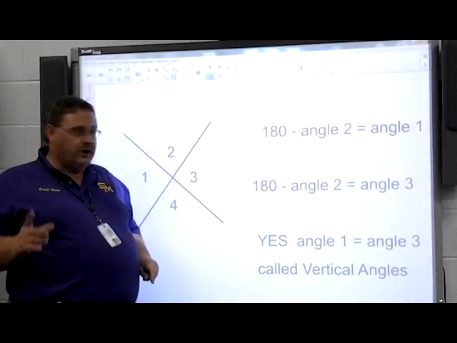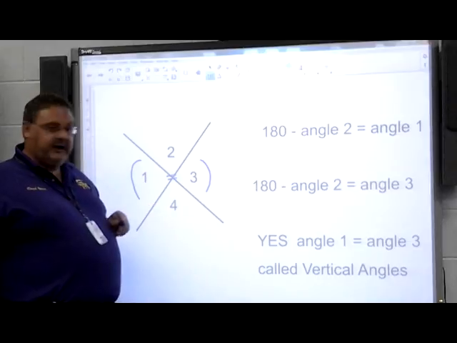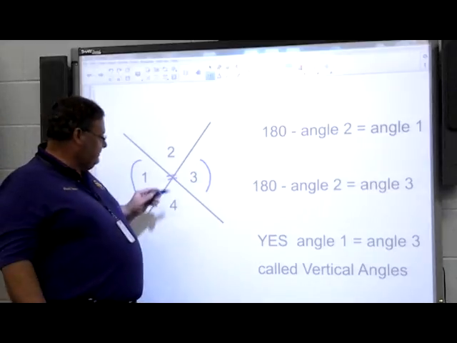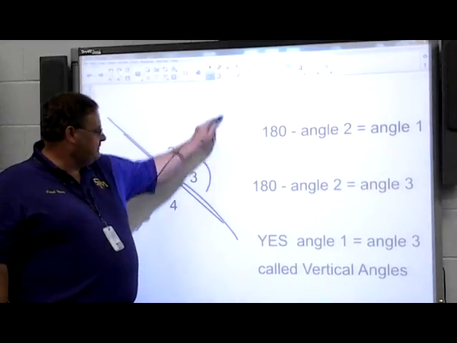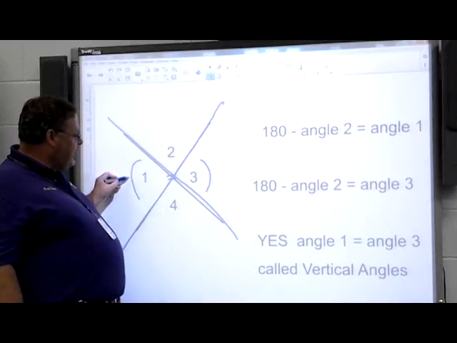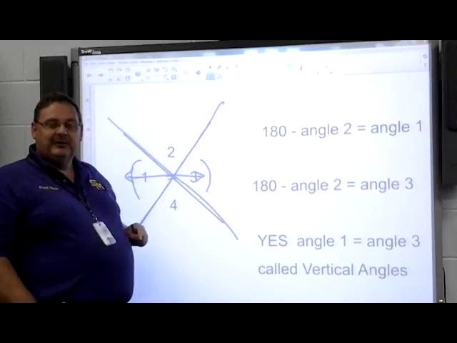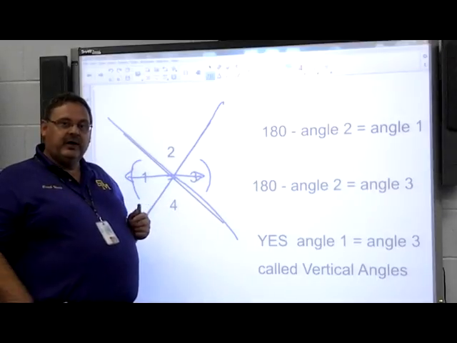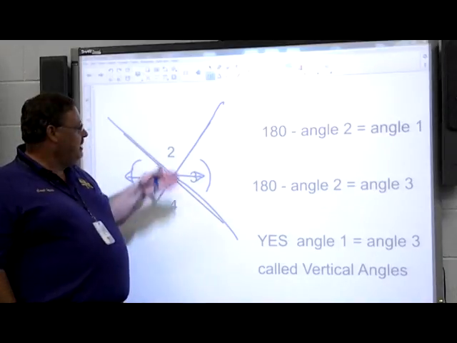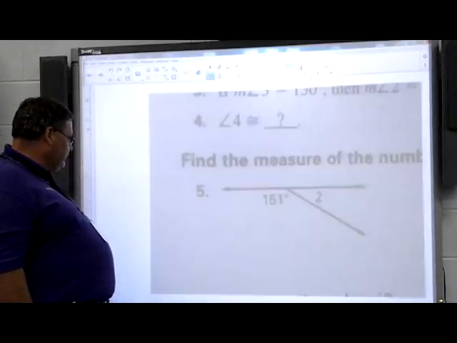So yes, angle 1 must be equal to angle 3. We call this vertical angles. And simply this, if you notice, when two lines intersect and form the four angles, we have proven that the angles straight across from each other formed by the two lines are vertical angles. In other words, real simple, they're the same. They are congruent. Okay? So 2 and 4, I don't know what they are in this problem, but whatever they are, they have the same measurement, and angle 1 and 3 have the same measurement.